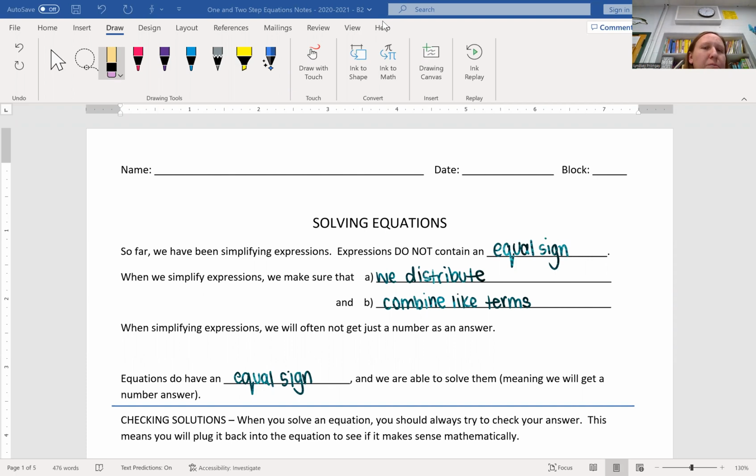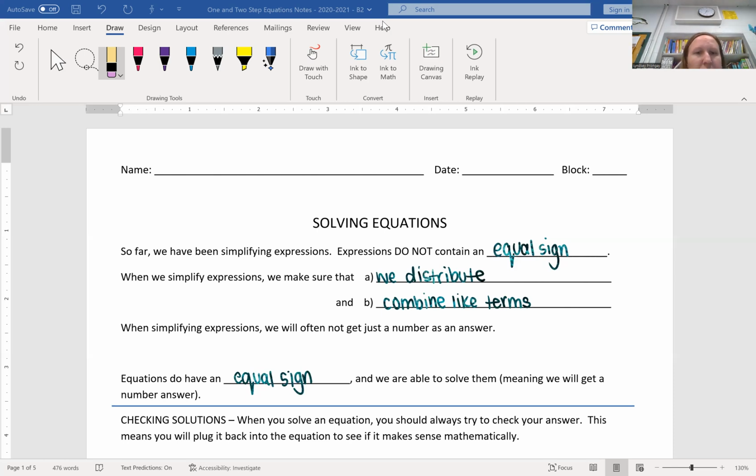And then when we simplified expressions, there were two things we had to make sure we did. The first was that we distributed. And then after we distributed, or if there just wasn't any distributing to do, the next thing we did was combine those like terms. Once things were combined, that was a simplified expression. And when we were simplifying expressions, we often did not just get a number as an answer. I mean, sometimes we did, but most of the time we had something with an x and then a constant. So a lot of our expressions had 2 or 3 pieces to them.